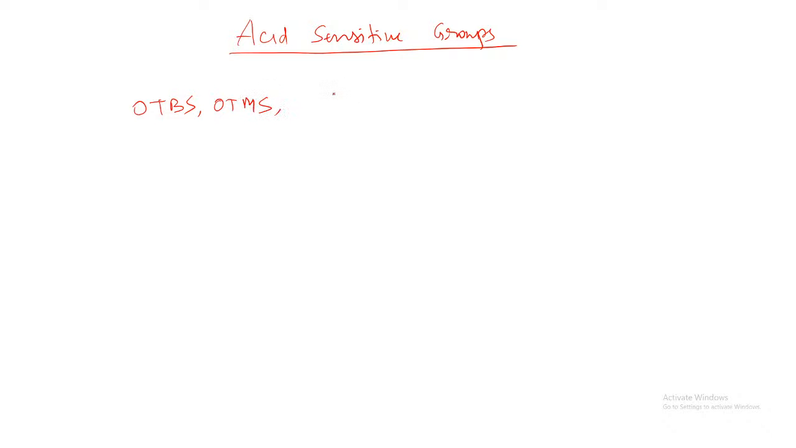Okay, someone asked about acid sensitive groups, because in many reactions we have told that it is not good for the acid sensitive group. So someone asks what are the acid sensitive groups. So silyl protection like OTBS group, OTMS, then acetals, also THP, tetrahydropyran. So what happens if you react dihydropyran with alcohol?